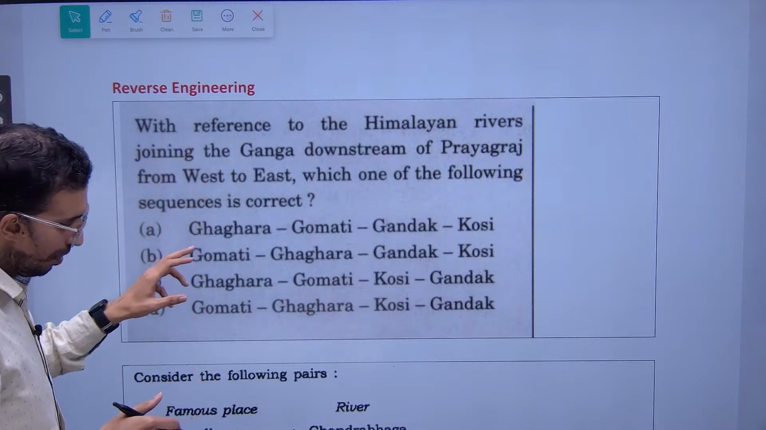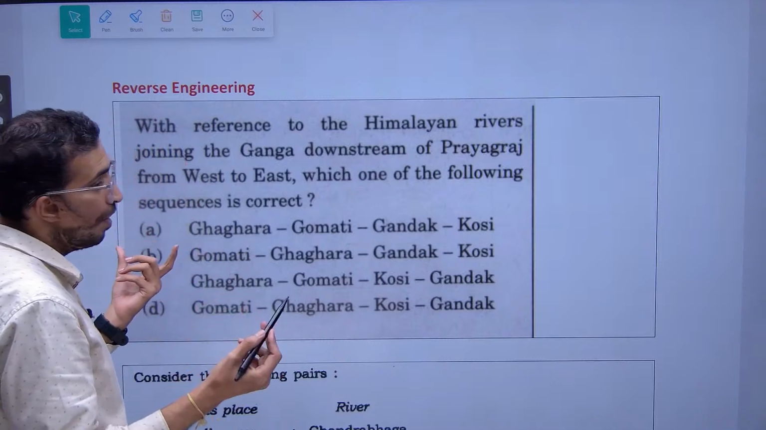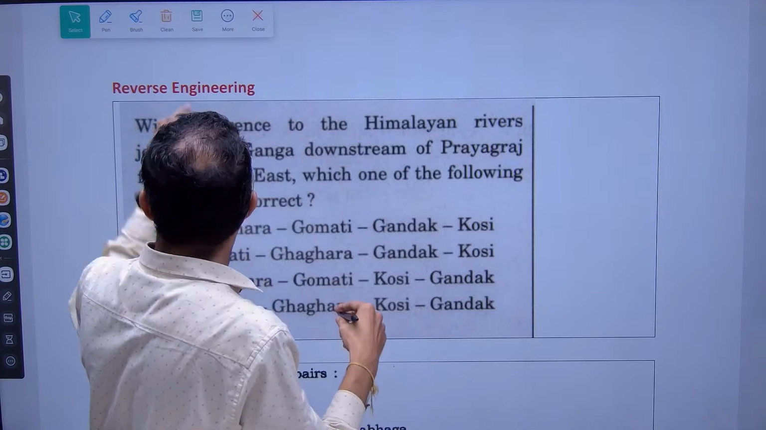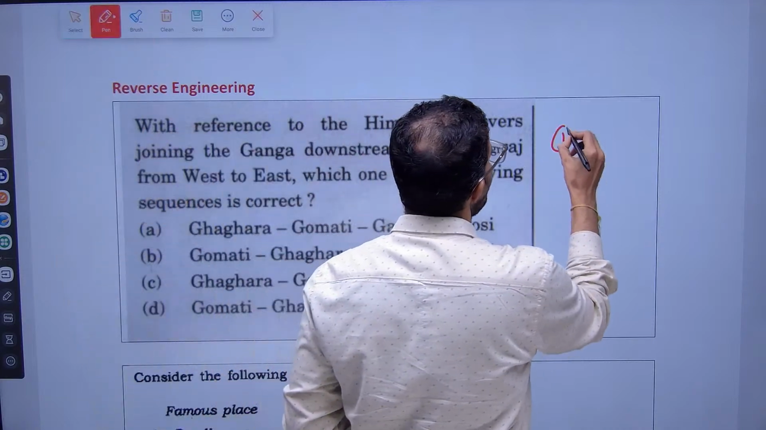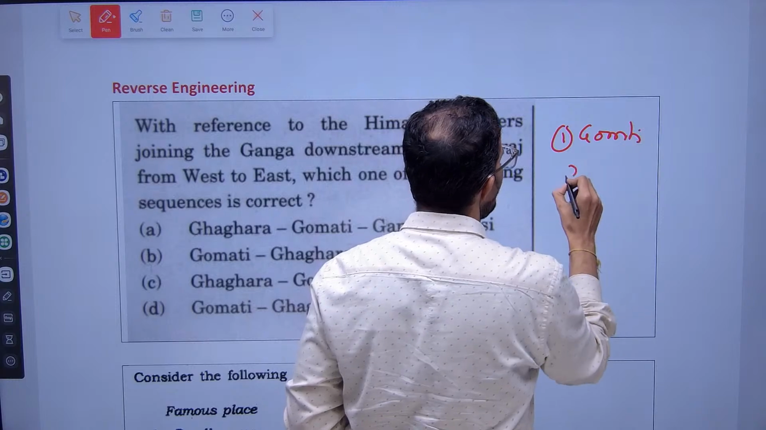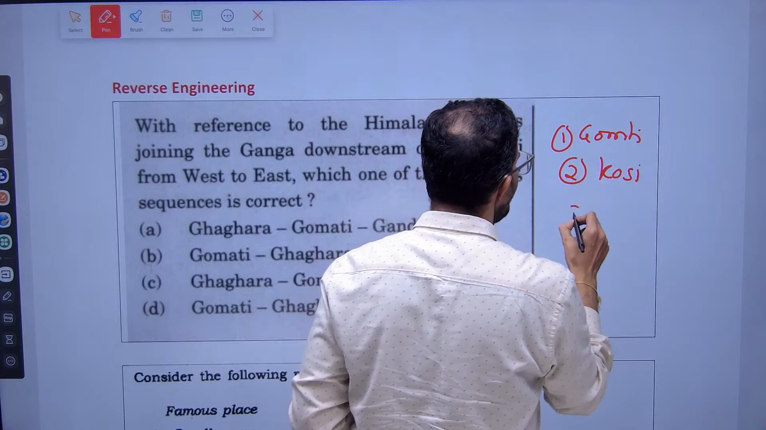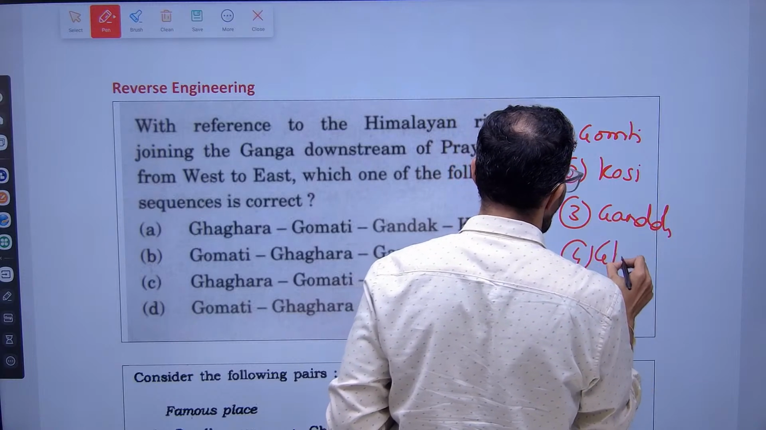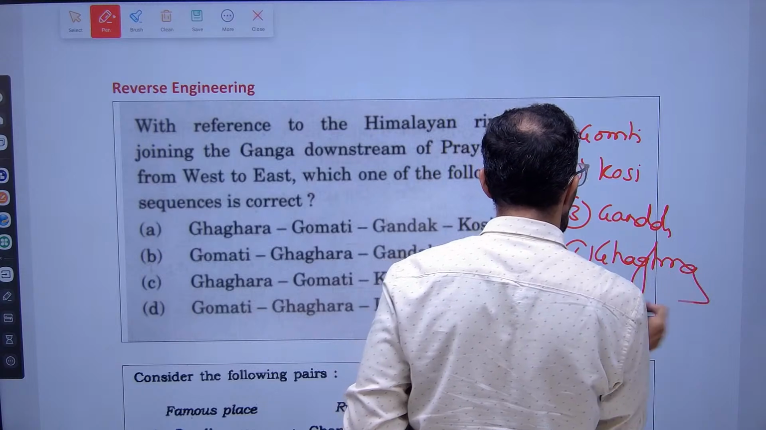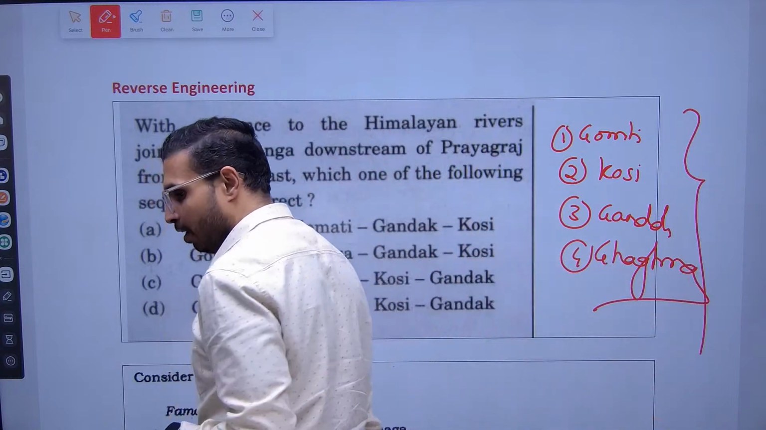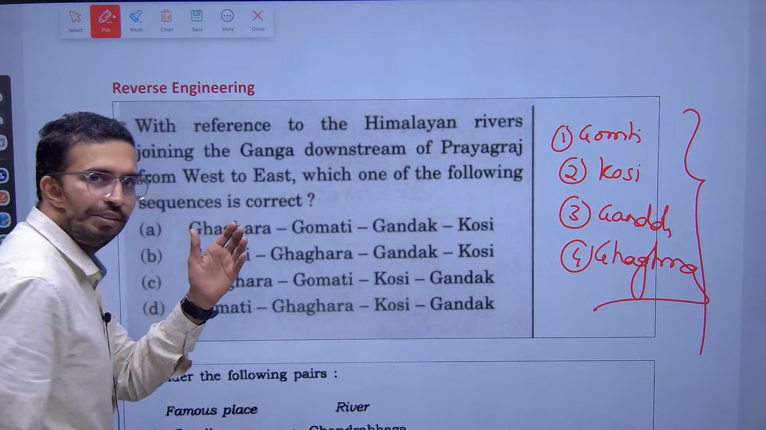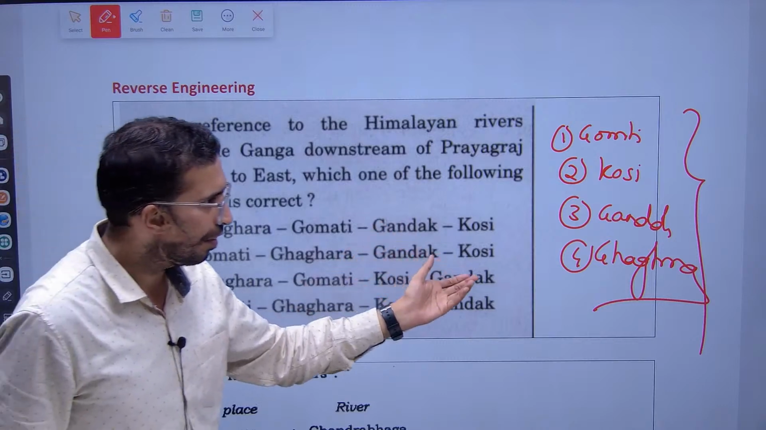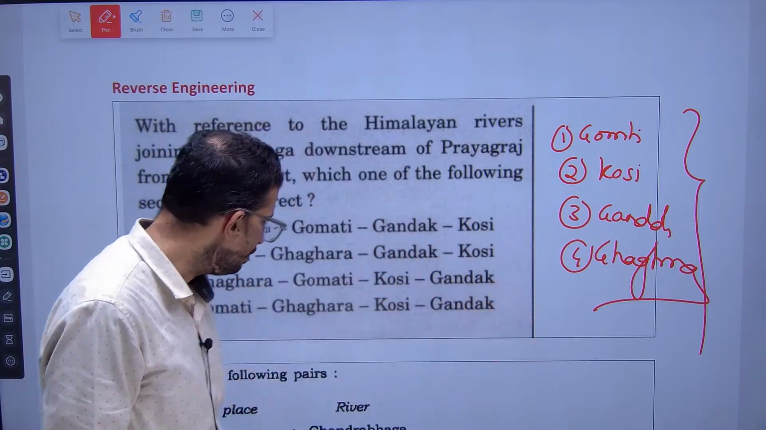They have asked the sequence of the tributaries of the Ganga river from the western side to the eastern side. So which rivers have they given? The first one is the Gomati, then Kosi, Gandak and Ghagra. So they have asked the sequence of the tributaries of Ganga from the western to the eastern side. Again, we are seeing this question after the topic explanation.